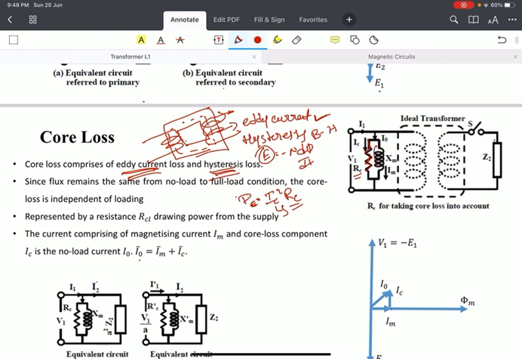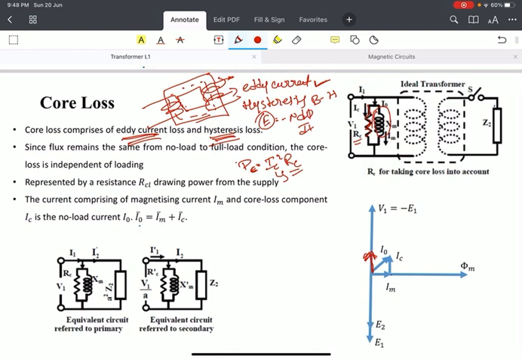Previously we included this magnetizing component Xm, as the magnetizing current was phase shifted by an angle of 90 degrees, which is an inductive component. Now we are including the core loss component. As this is a resistive component, it will be in phase with the applied voltage V1. One by one we are adding the terms to the vector diagram. Now we are adding the core loss component IC.